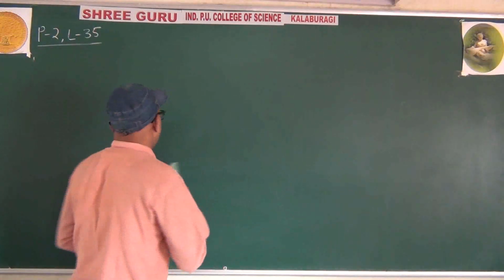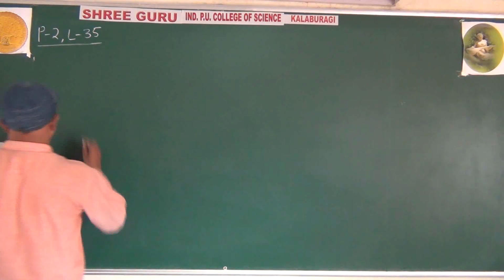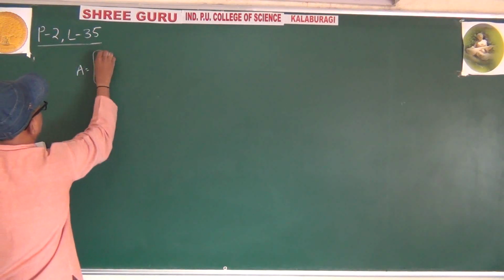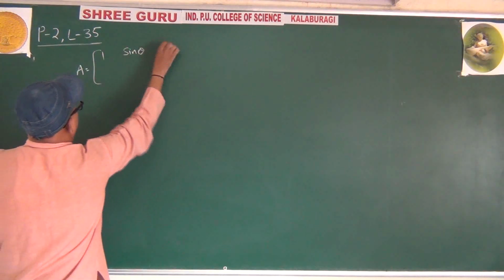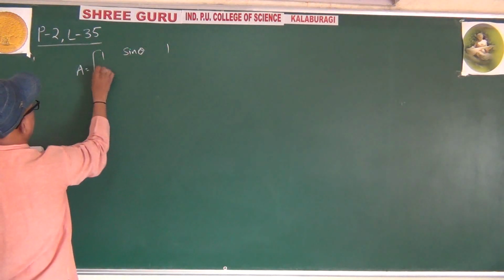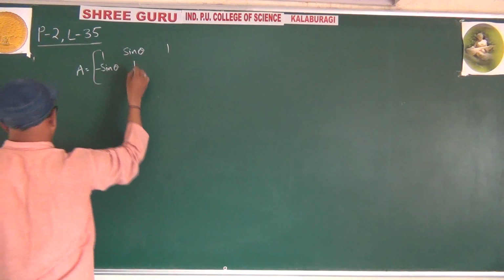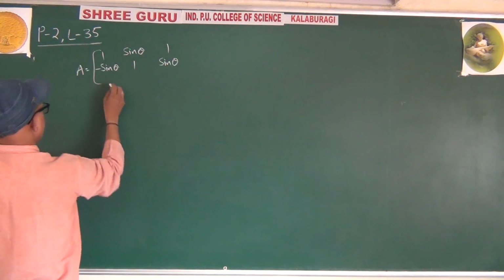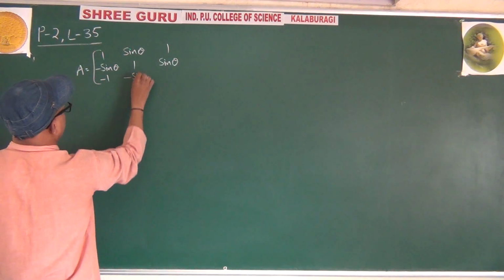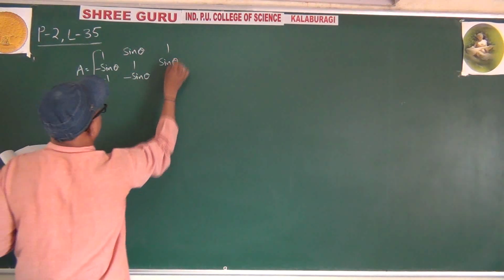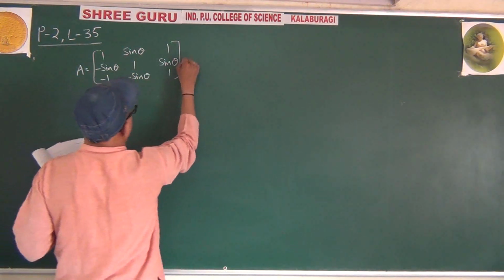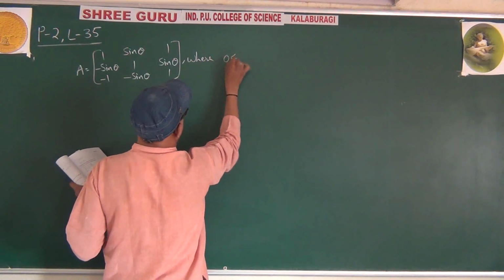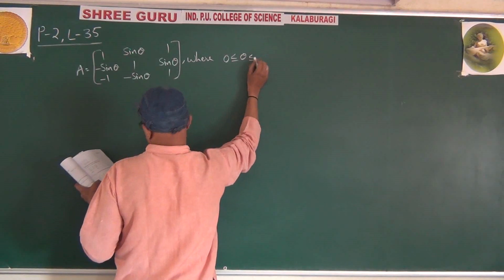Let capital A equal to 1, sin theta, 1; minus sin theta, 1, sin theta; minus 1, minus sin theta, 1, where 0 is less than or equal to theta, less than or equal to 2 pi.